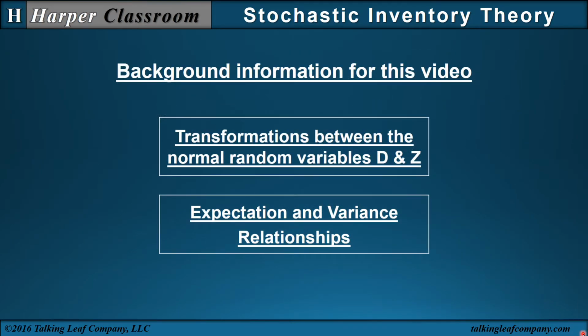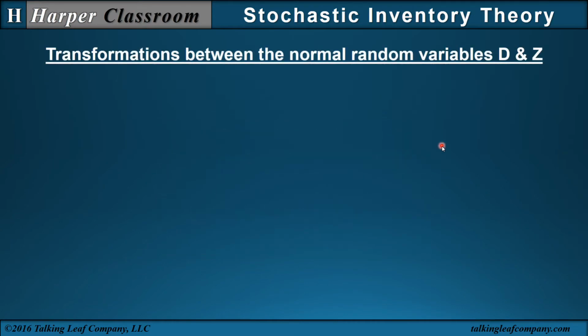There are two sets of background information for this video I would like to cover. The first is transformations between the normal random variables d, which is demand, and z, the standard normal. The second is the expectation and variance relationships. Let's start with the transformations.